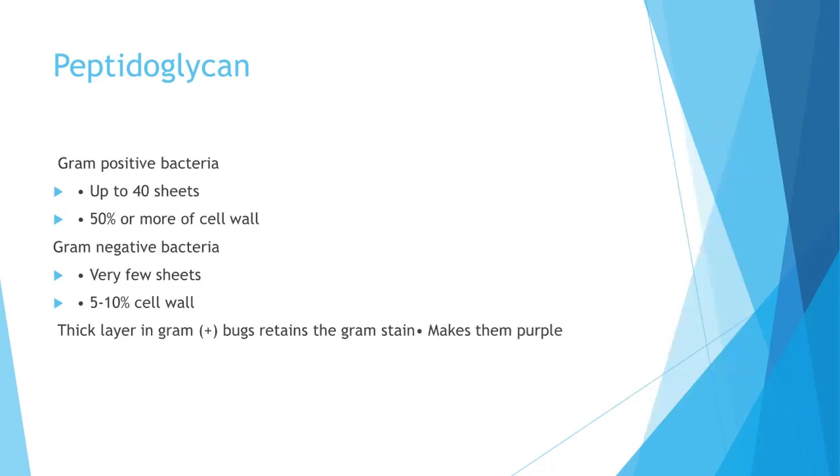In gram-positive bacteria, there are up to 40 sheets, and 50% or more of the cell wall is made up of peptidoglycan. In the case of gram-negative bacteria, there are very few sheets, and only 5 to 10% of the cell wall is made up of peptidoglycan. The thick layer in the gram-positive organism retains the gram stain, which makes them purple.